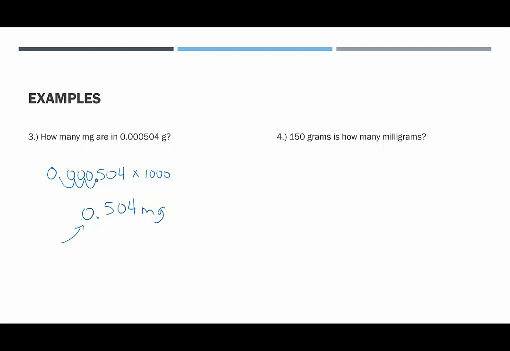Really important that we're consistent with including that leading 0, because we want to just make sure if you look at this number quickly, you don't exclude that decimal point if you don't include the 0, because 504 milligrams is very different than 0.504 milligrams.